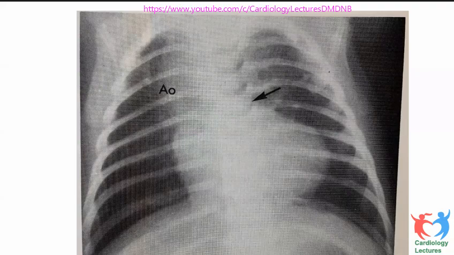What is the percentage of patients with LAD arising from RCA in a patient with pathology of Fallot? 4%. Yeah, 5 to 7%. 4 to 5% of the patients can have a left anterior descending artery arising from the right coronary artery.